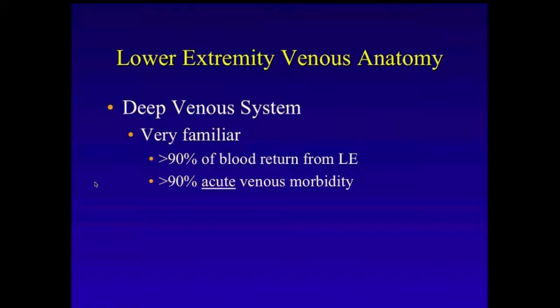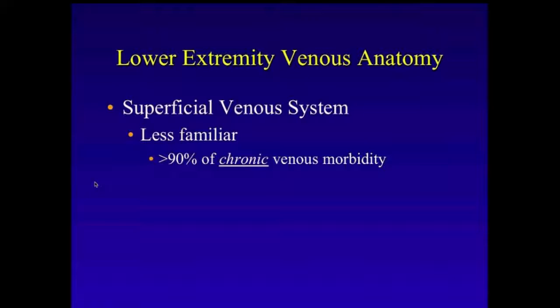So most of you are extremely familiar with the deep venous system. It's something that we talk a lot about in radiology. It's responsible for a lot of the blood return from the leg, and it's responsible for the great majority of the acute venous morbidity. More than 90% of lower extremity thrombosis events are acute deep vein thrombosis rather than superficial phlebitis. The superficial venous system is a little less familiar to the radiology community, but it's responsible for over 90% of the chronic venous morbidity.